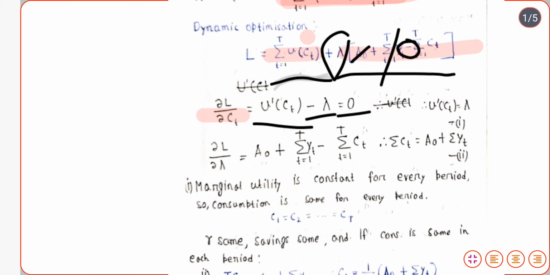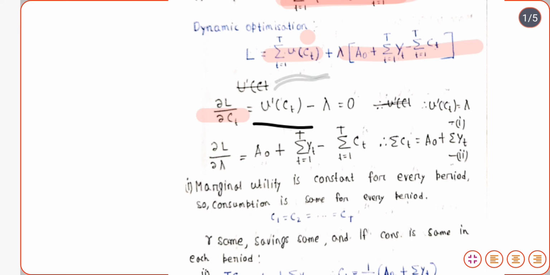So that is the derivative of the function L with respect to Ct. From this we can get that u dash Ct is equal to lambda. If we put lambda on the right hand side of the equation, then u dash Ct is equal to lambda. Similarly, if we take the derivative of this function with respect to lambda, then what will we get? Then we will get this entire term.